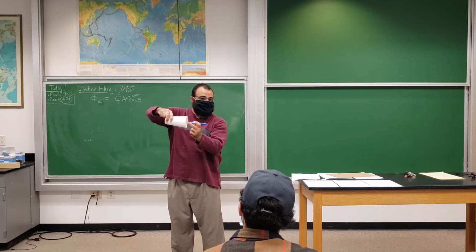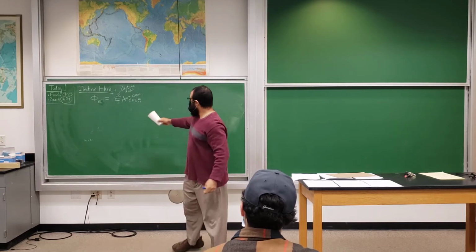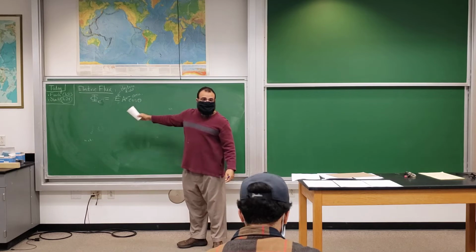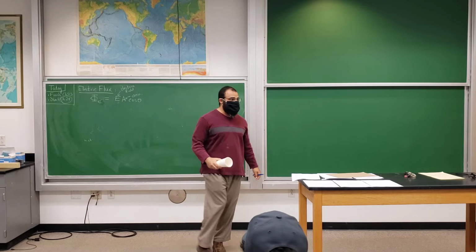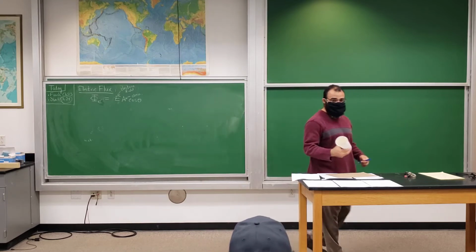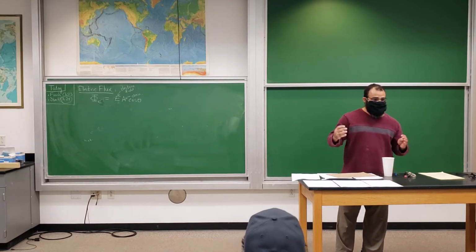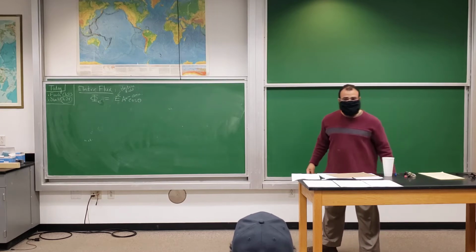So how much flux do I get? Zero. And that's what the cosine of 90 does. It ensures that you get zero flux through the area if it's 90 degrees. If it's 0 or 180, you get the maximum or minimum, plus or minus 1.